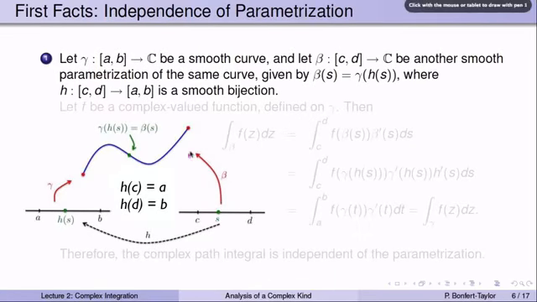We can use integration by substitution to find out that the complex path integral is independent of the parametrization that we choose. To make precise what I mean by that, let gamma be a smooth curve defined on an interval [a, b], and let beta be another smooth parametrization of the same curve given by beta of s is equal to gamma of h of s, where h is a smooth bijection.